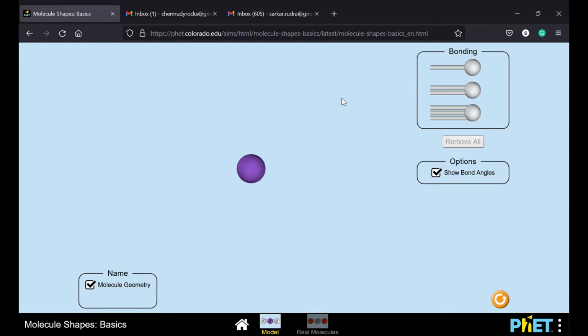Hello students, now I found this beautiful simulation software which one can use to understand basic shapes of molecules. Suppose this is one central atom. Let this be any halogen. For the sake of simplicity I am calling this Cl.